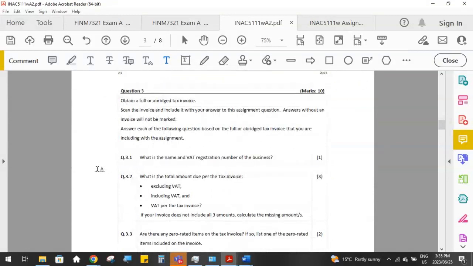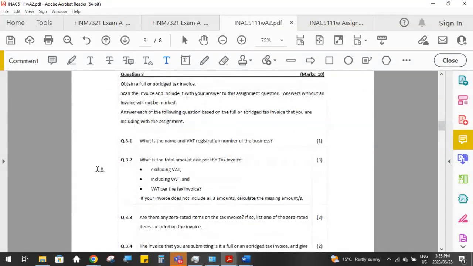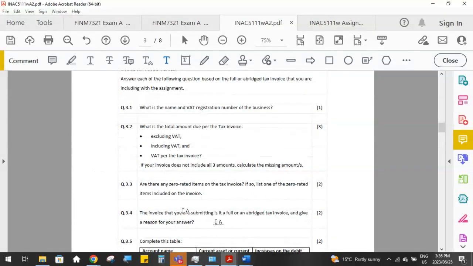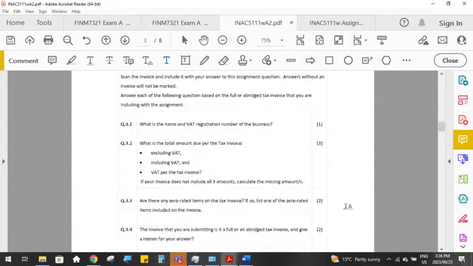And don't be afraid of them, but you have to practice. So question 3, obviously here it would have varied depending on what invoice you found. I was very happy to see that a lot of students found all kinds of different invoices, and they gave really good examples, and most of you got your answers correct in terms of the excluding and including VAT, and are there any zero rated items, name and VAT registration, all of that. And then also this, is it a full or an abridged tax invoice?